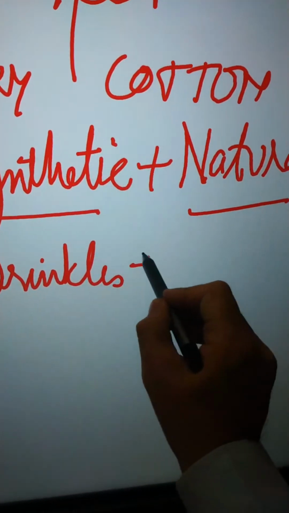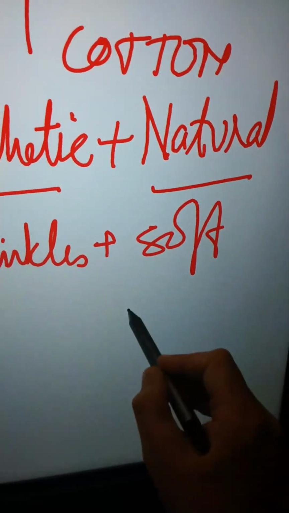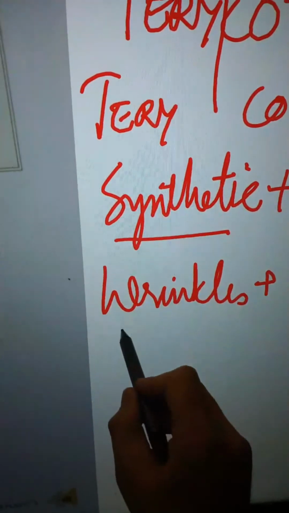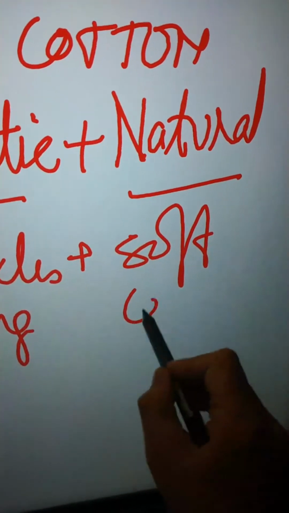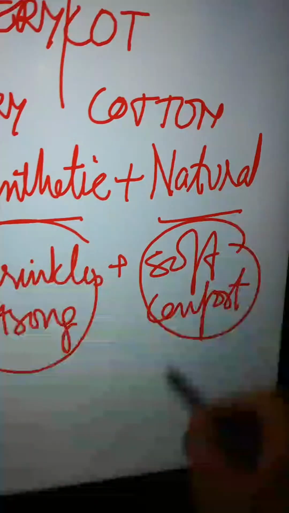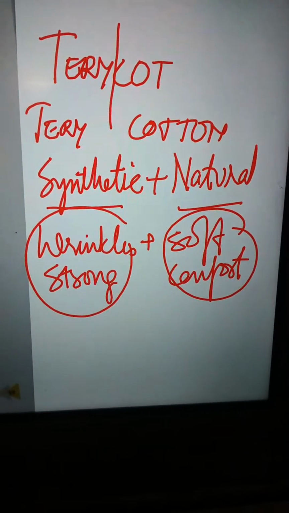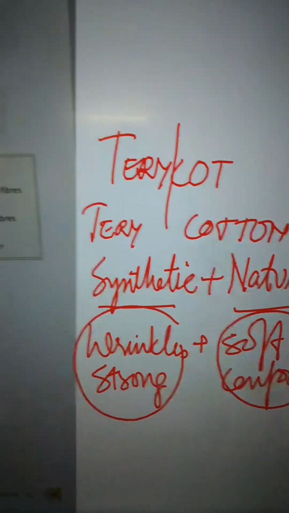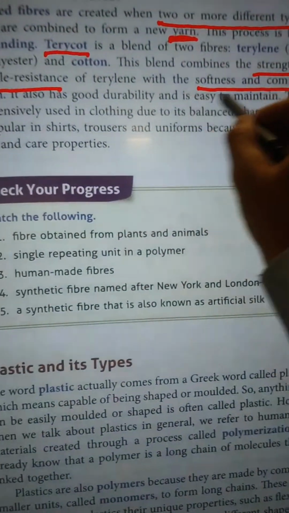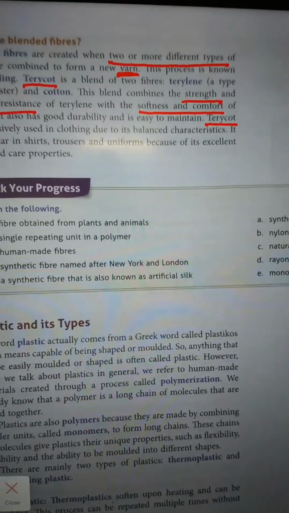And cotton is soft and it is easy to maintain. So terylene is combined with the softness and comfort of cotton. Terylene has no wrinkles and it is strong. Cotton is soft and it is comfortable. So when both the qualities are mixed together, we get the blended fiber. It also has good durability and therefore terracotta is the material which is used for making your uniform.